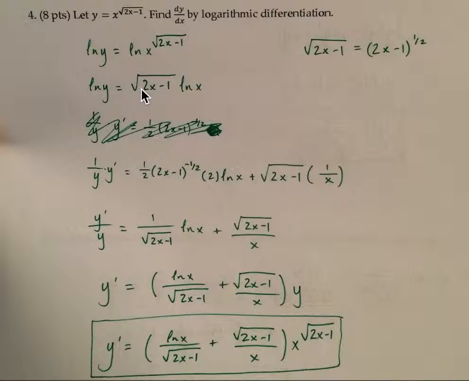It's kind of annoying, right? I mean, you have to do a product rule, but the derivative of the right side isn't terrible. The derivative of the left side is super easy. It's just 1 over y times dy/dx, right? Or 1 over y times y prime, okay?